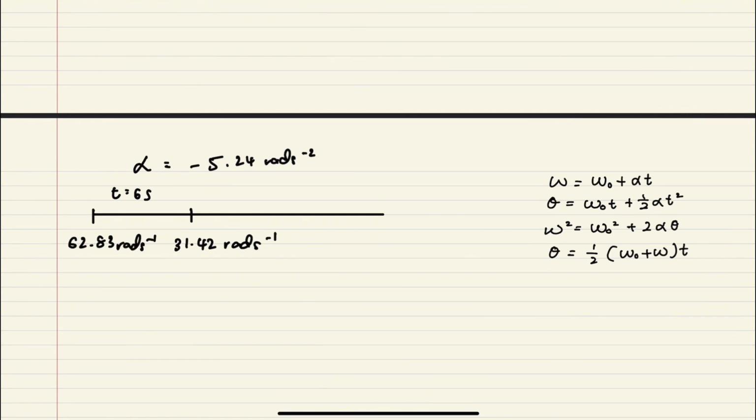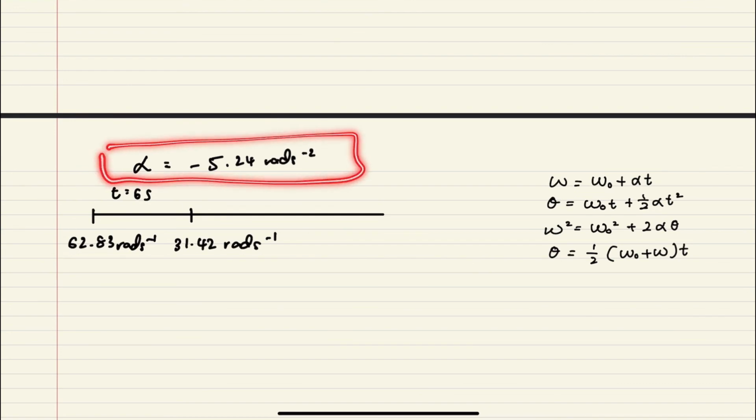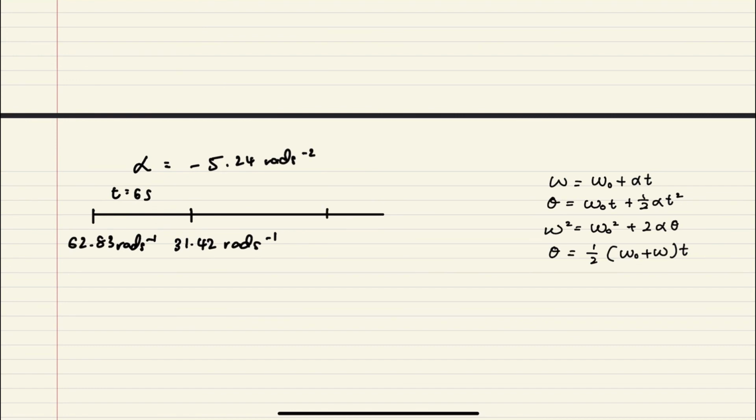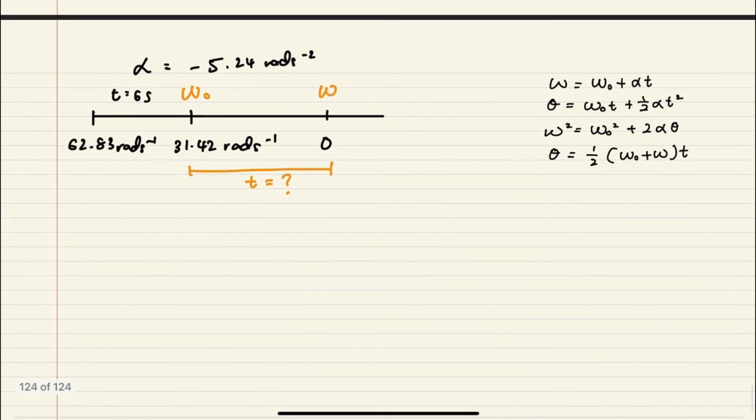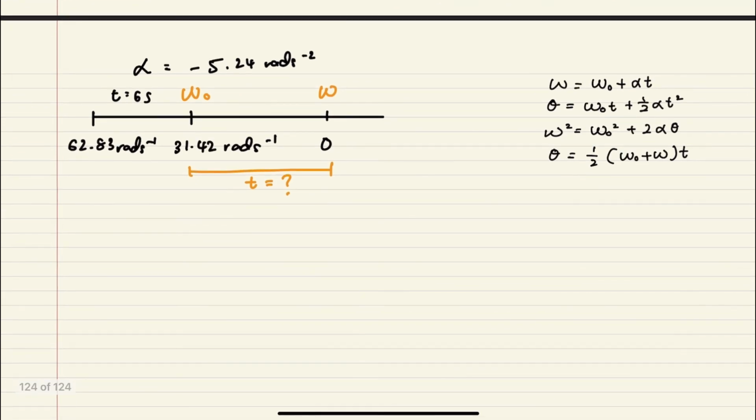Okay, now it says that if the object continues with the same deceleration, how long does it take for it to completely stop? So that one is 0. It means that omega is 0. So this would be your final omega, and this would be your initial, because they want to find the extra time. So basically they want to find this t. If they wanted total time, you could use omega naught as 62.83, but they want you to find that extra time needed for it to completely stop.